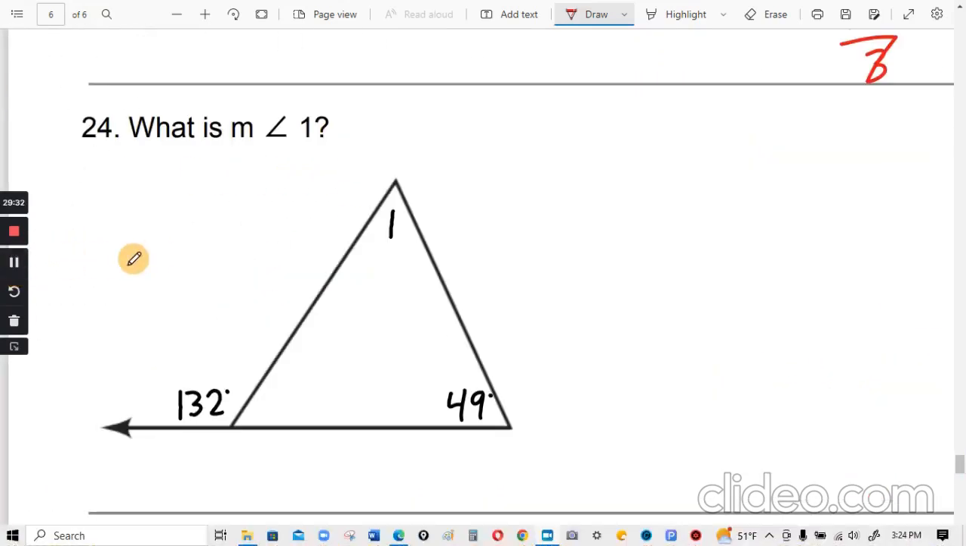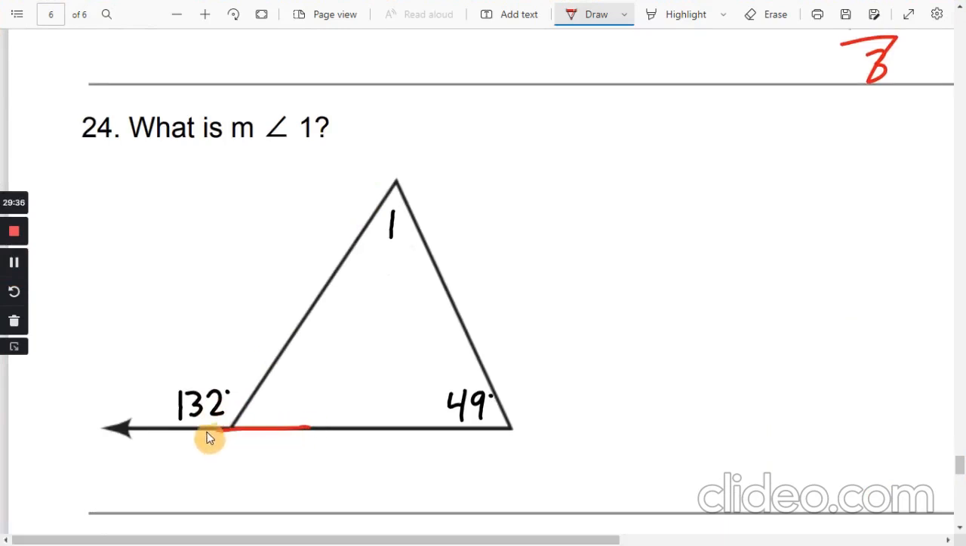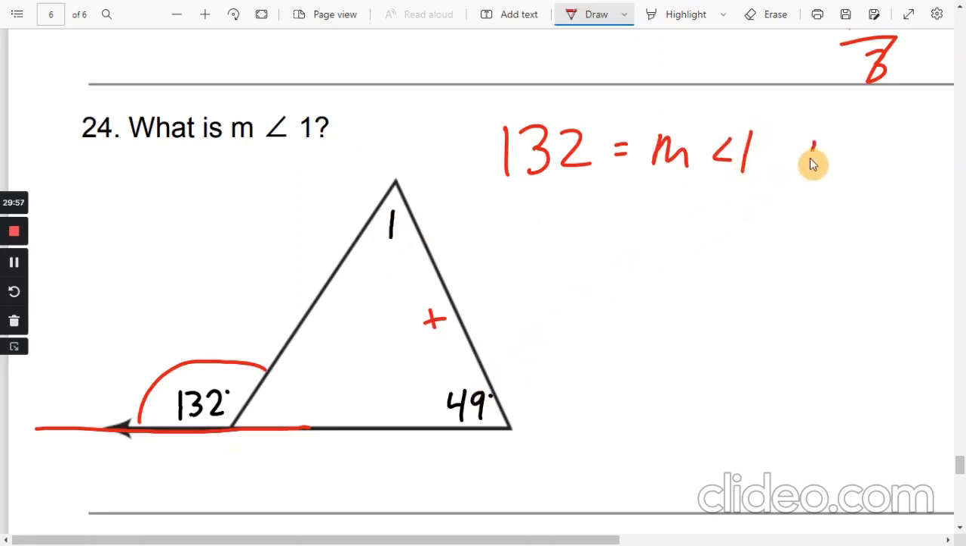Last one. Exterior angle theorem. You make an exterior angle by extending the side. Okay, so the exterior angle equals the sum of the interiors that are not next to it, or not adjacent. So 132 is going to equal the sum of these two angles. So angle 1 we don't know, and this one is 49. Measure of angle 1 plus 49.